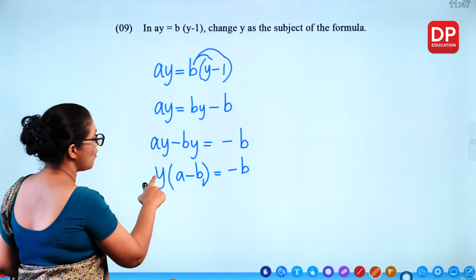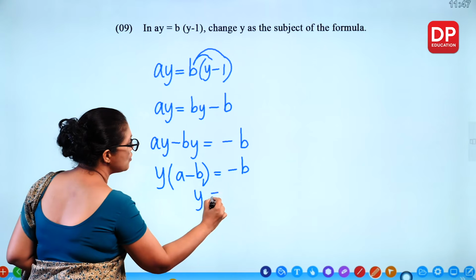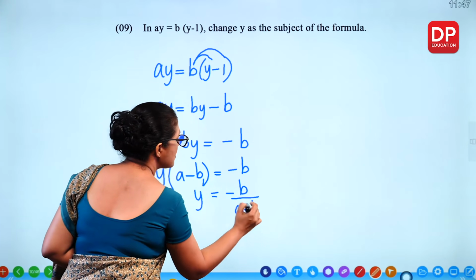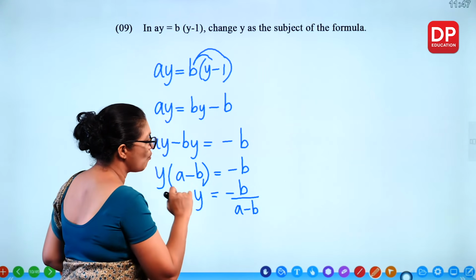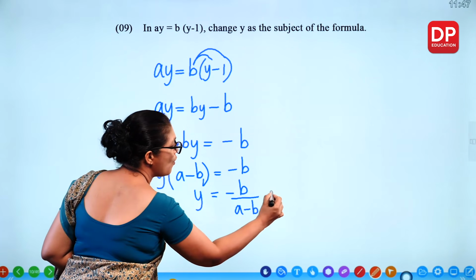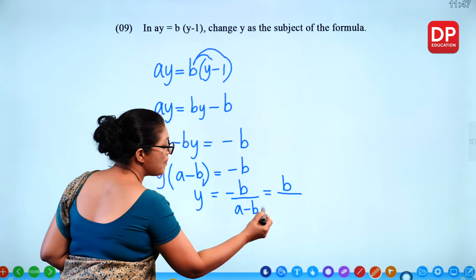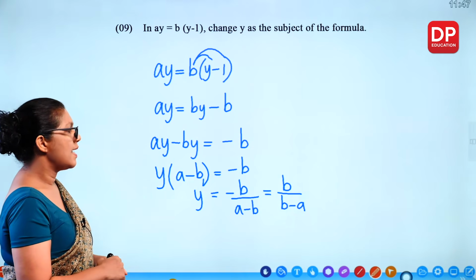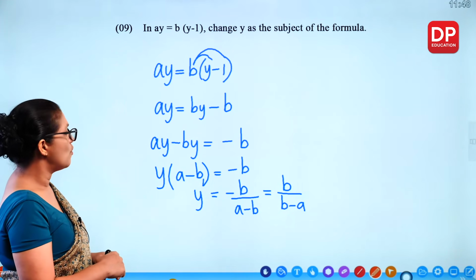That's minus B. Now what is Y? You have to divide this by A minus B. So when you divide, you get minus B over A minus B. If you don't like to keep the minus sign in front, you can multiply both the numerator and the denominator by minus, and you can write B over B minus A. Switch the sign of these two, so B minus A comes in the denominator. So Y equals B over B minus A.